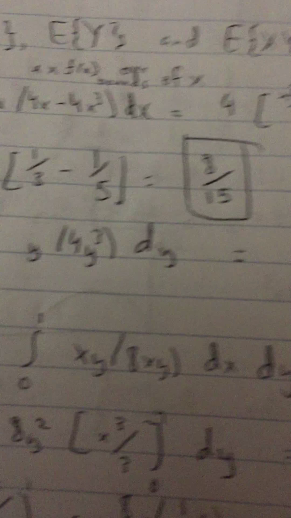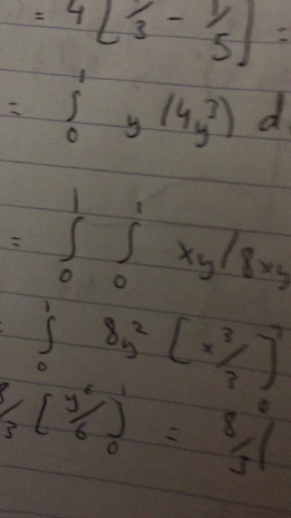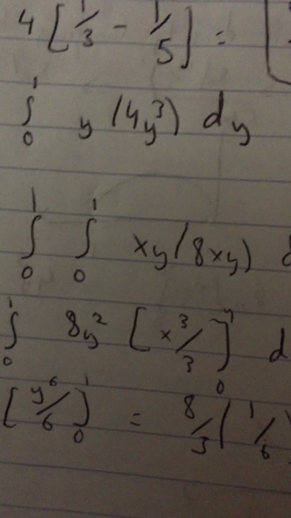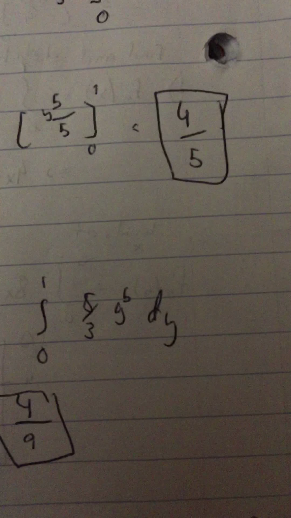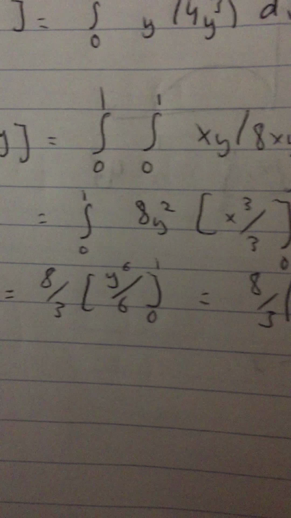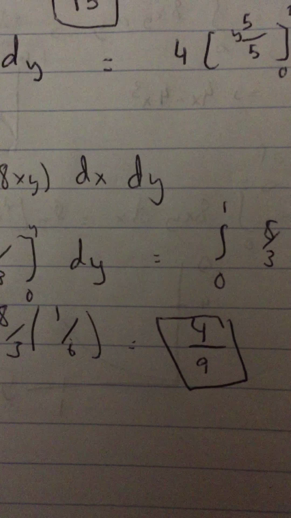For the expected value of XY, we're using both sub-bounds now, dx dy, 0 to 1, 8y squared, x cubed over 3, from 0 to y. That ultimately leads to it equaling 4 over 9. So 4/9 is the expected value of XY.